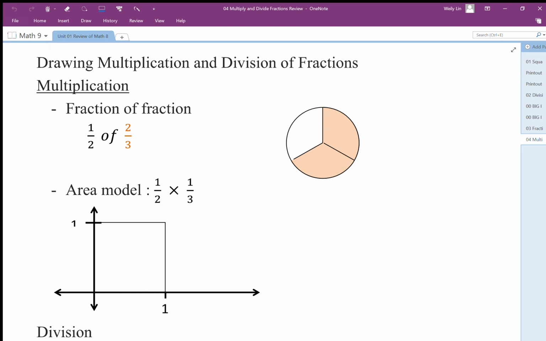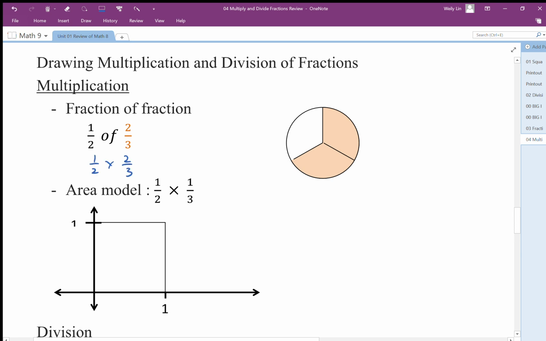When we talk about multiplication and division of fractions, we want to have a visual model to help us understand what's going on with multiplication and division. So the models that we use for multiplication are fraction of a fraction. So if I have 1/2 of a 2/3 fraction, that really means 1/2 times 2/3.